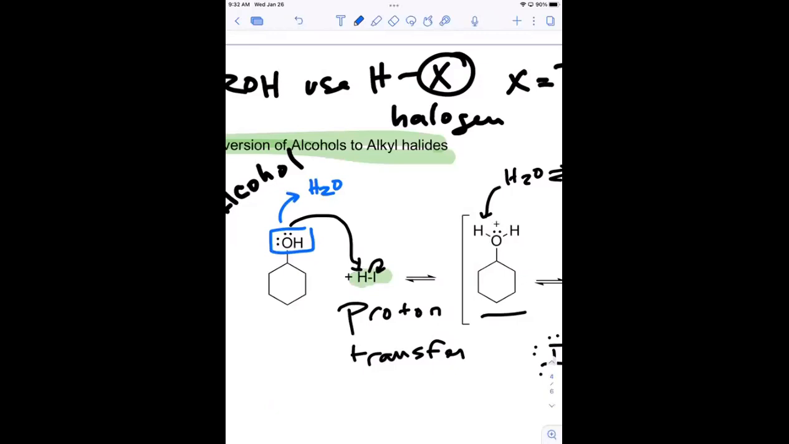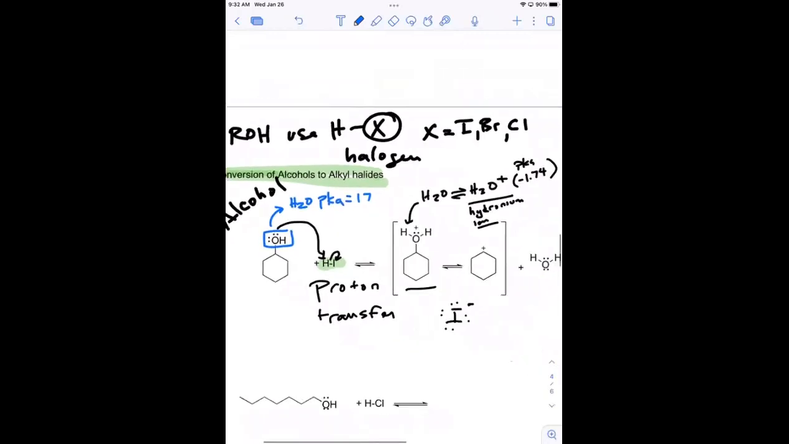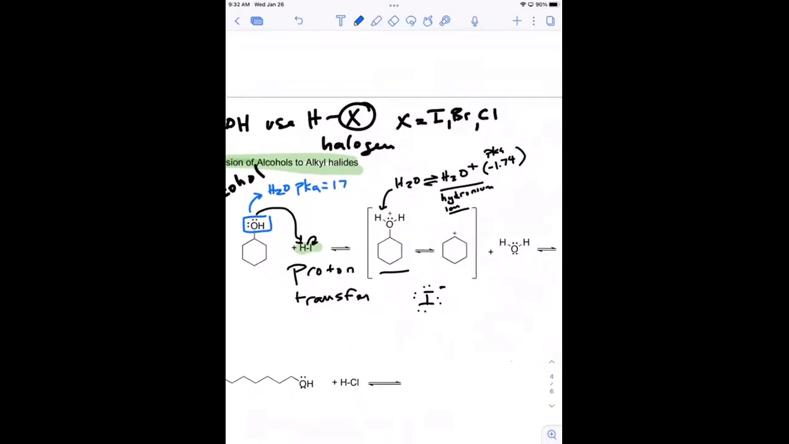So water has a pKa of 17. Look at the difference in pKa, right? That's almost 18 times. Hydronium is 10 to the 18 times more acidic than water. So there's a huge disparity between how good water is as a leaving group versus how good the hydroxyl group is as a leaving group.